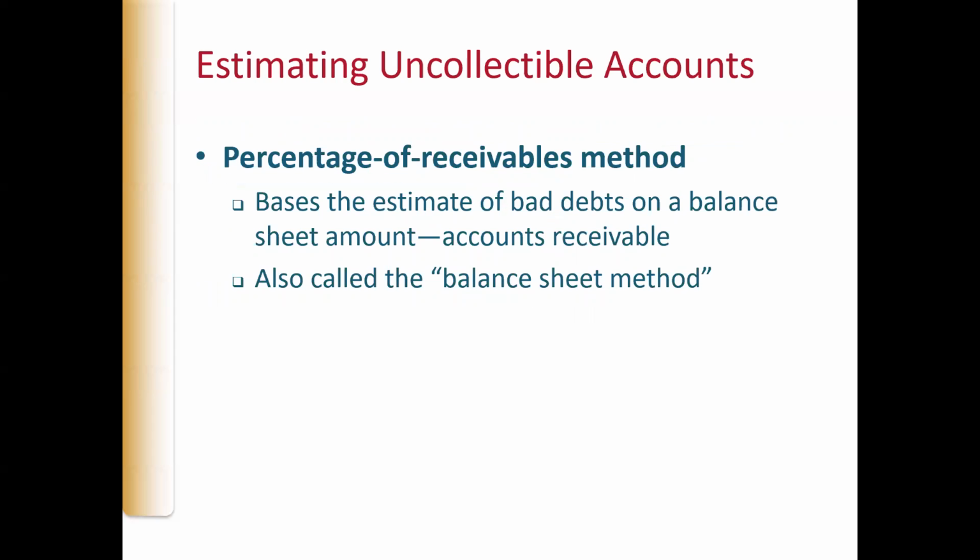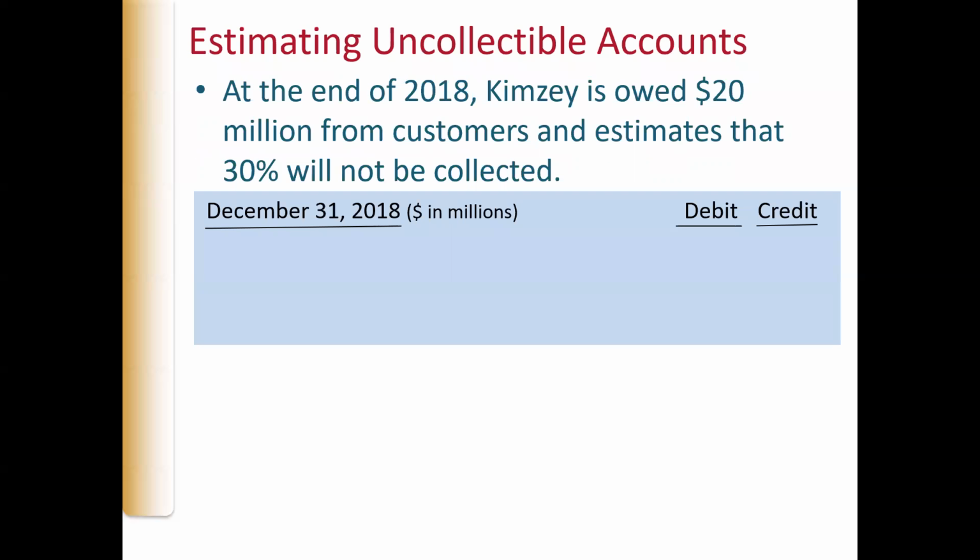Now, there's a couple ways we can do it. We can do it by a percentage of receivables method, which bases the estimate of bad debts on a balance sheet amount, which we call accounts receivable. We can call it the balance sheet method. So the way we are estimating these uncollectibles is at the end of the year, Kimsey's owed $20 million from customers and estimates that 30% will not be collected.